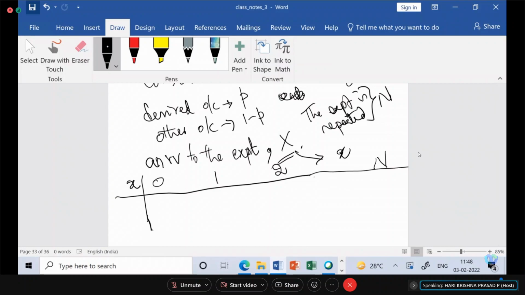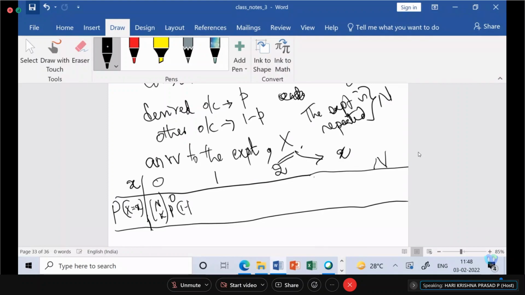Now what I write is probabilities in the second row. Probability of x taking a value of small x. What does it mean? What is the probability of getting the desired outcome exactly 0 times? What is the formula? NCk p power 0 times 1 minus p whole power n minus 0. That is one outcome. Probability, right, of the desired event happening 0 times.